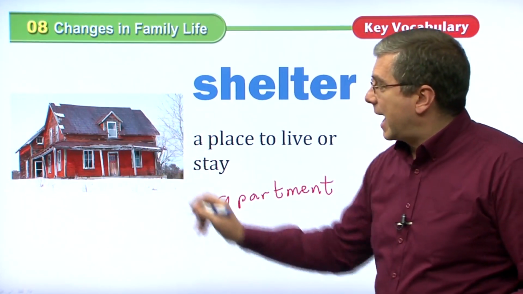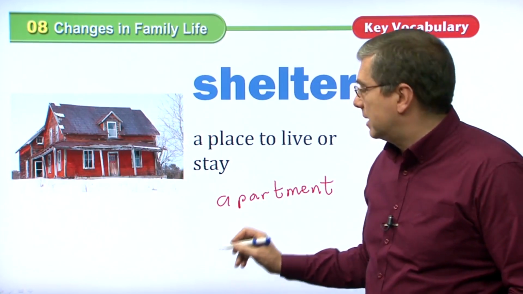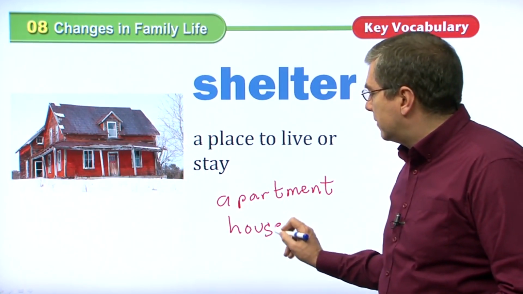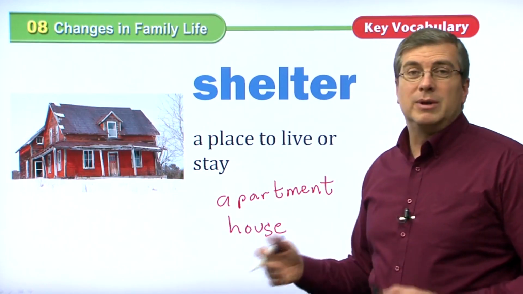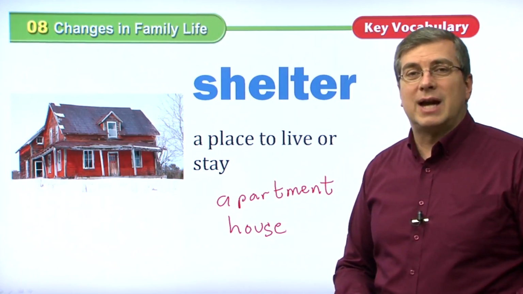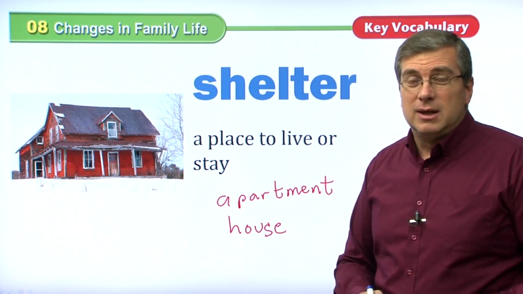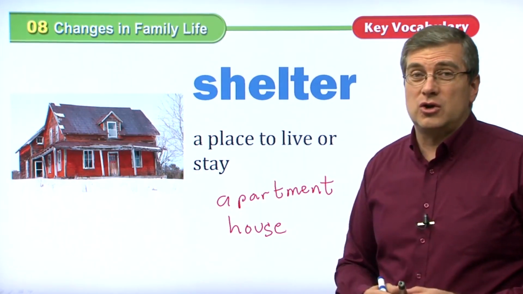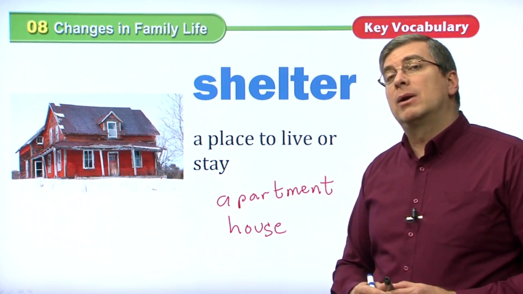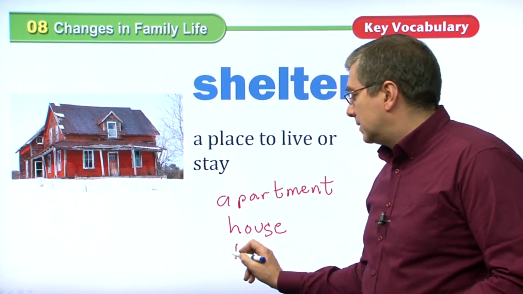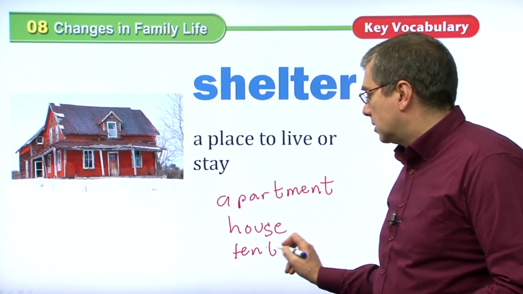Well, this looks like a house. It's a large house, right? But you can just say house. You could live in a large house, or you can live in a small house. An apartment, a house, those are typical types of shelters. But shelter can be really any building or any structure that somebody lives in. A long time ago, American Indians lived in teepees. They were like tents. A tent is a type of structure or shelter.